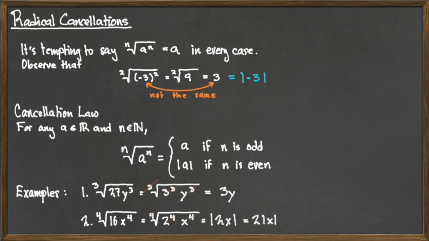Again, the overarching strategy here is to try to get every term in the radicand to be expressed as a power that matches the exponent. That's the thing that allows me to use this cancellation law.